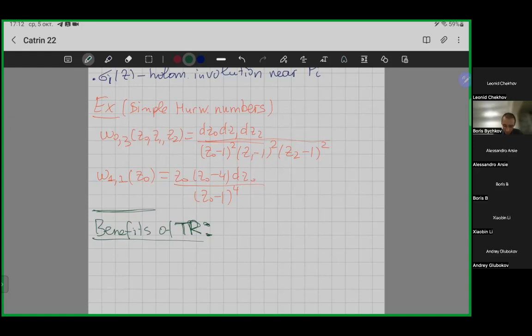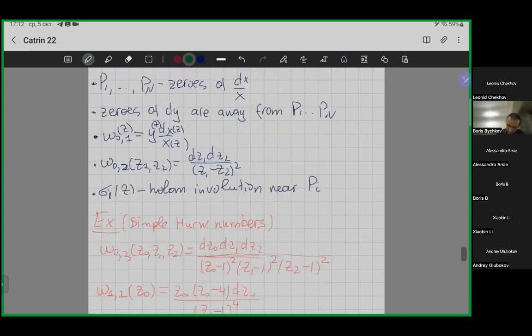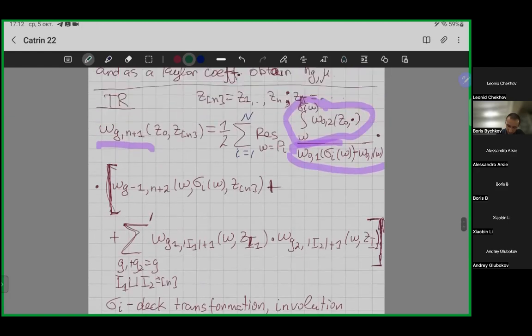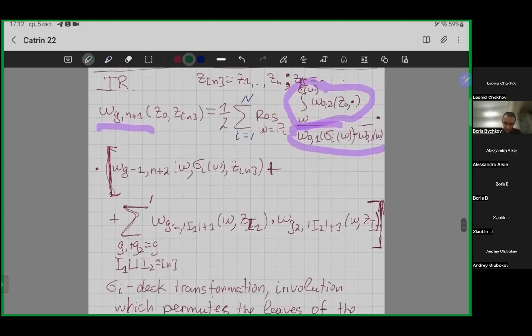So at first I would say that it's a universal procedure, very universal. These same relations work in really very many different cases.